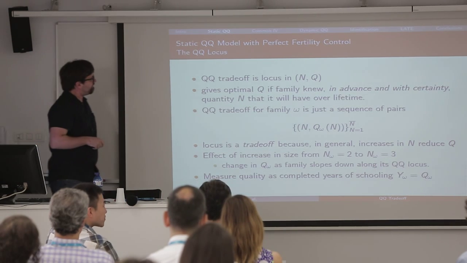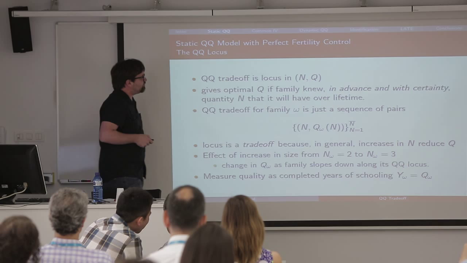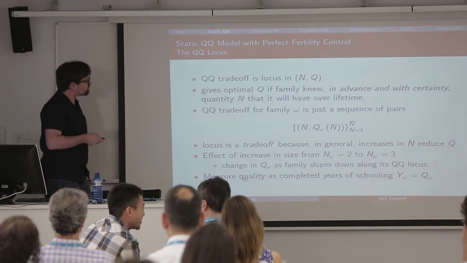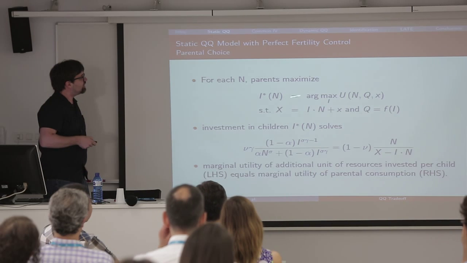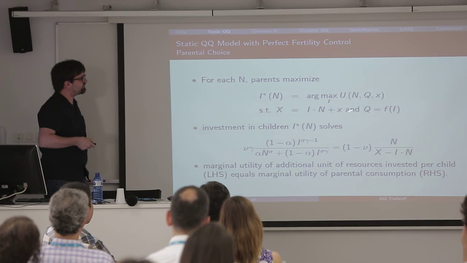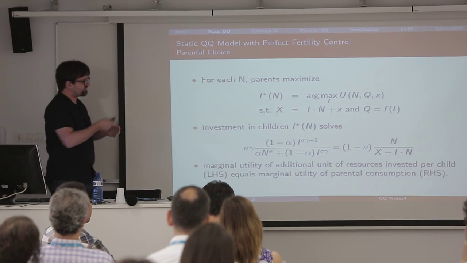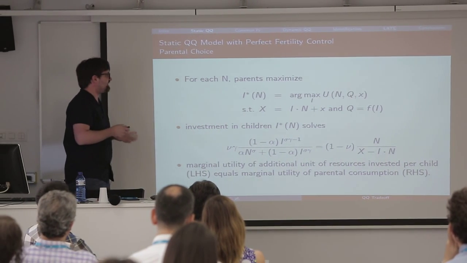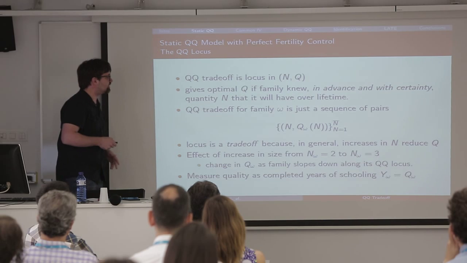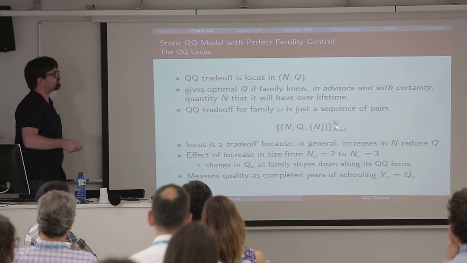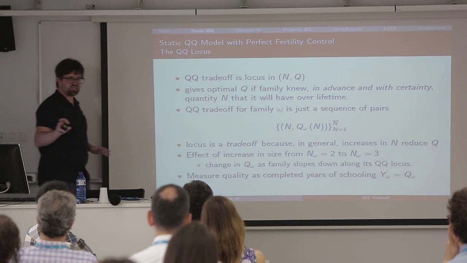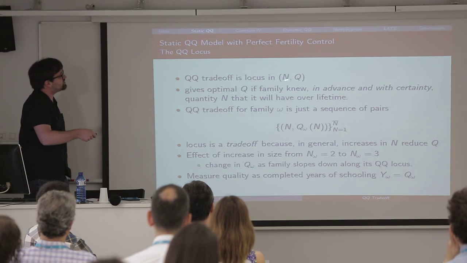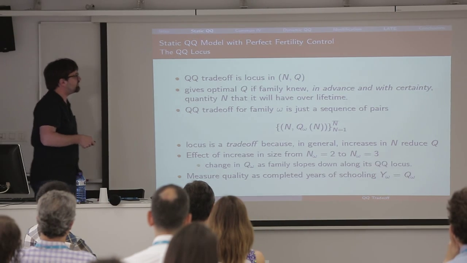So what is the quantity-quality trade-off? Well, remember, you can choose for every possible n an optimal investment and therefore get an optimal quality. So unlike the standard formulation that treats n as continuous, you can treat n as discrete and find out what's the optimal Q for each possible n, for any sequence of n, assuming no childlessness. So the QQ trade-off is essentially a locus on N-Q that gives you the optimal Q.